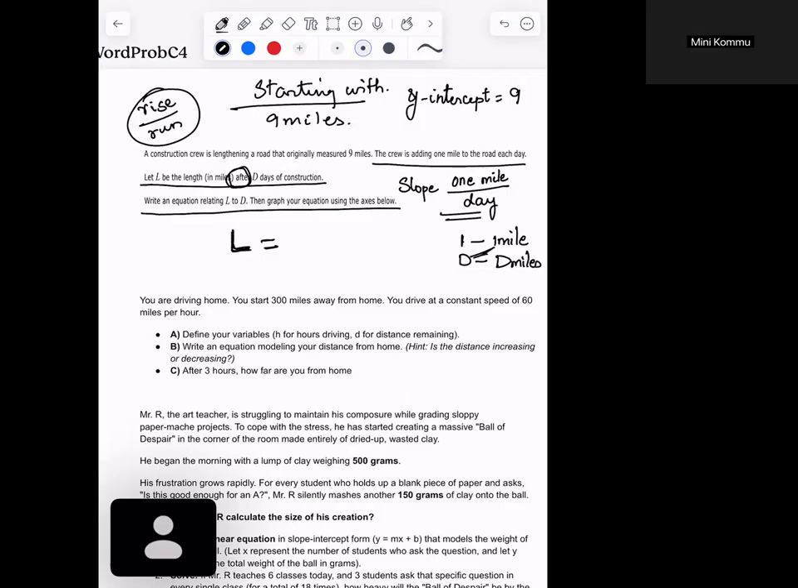So your L, your final length of the road, will be whatever is the initial length, 9, plus the length that they built in D days, which is D miles. If I would like you to write it in slope intercept form, you will write it in this format, right? y = mx + b, correct? So I'm going to rechange it into L = 1D + 9.